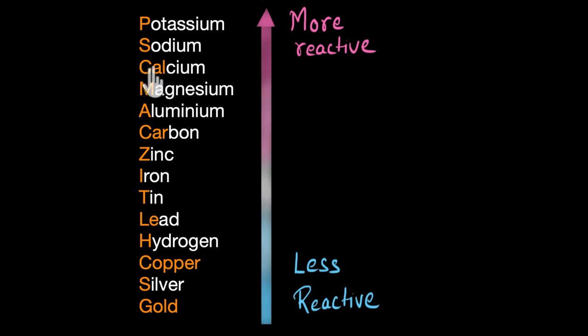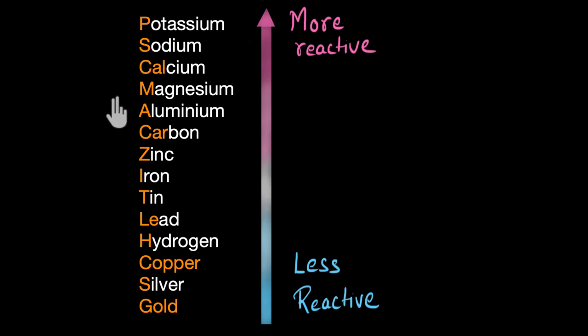For example, here calcium. Calcium is above, let's say, aluminium. So calcium is more reactive than aluminium and it can displace aluminium from its compound. Whereas calcium is lower than sodium in this series. That means sodium is more reactive than calcium, or calcium is less reactive. That means sodium can displace calcium.